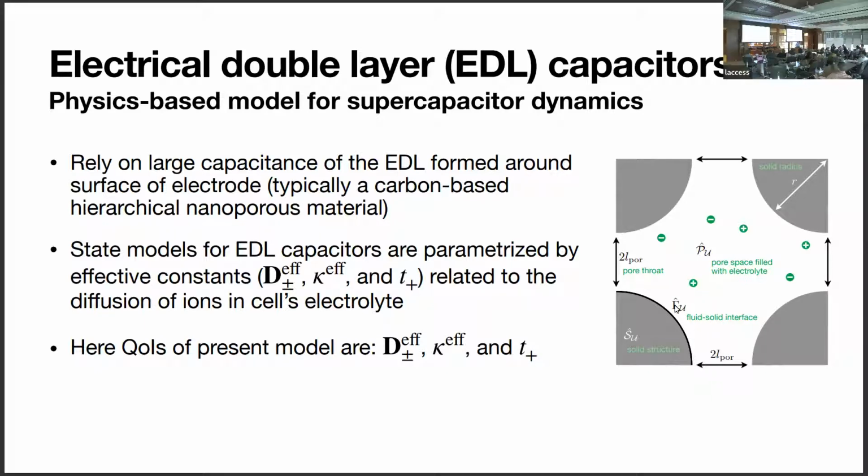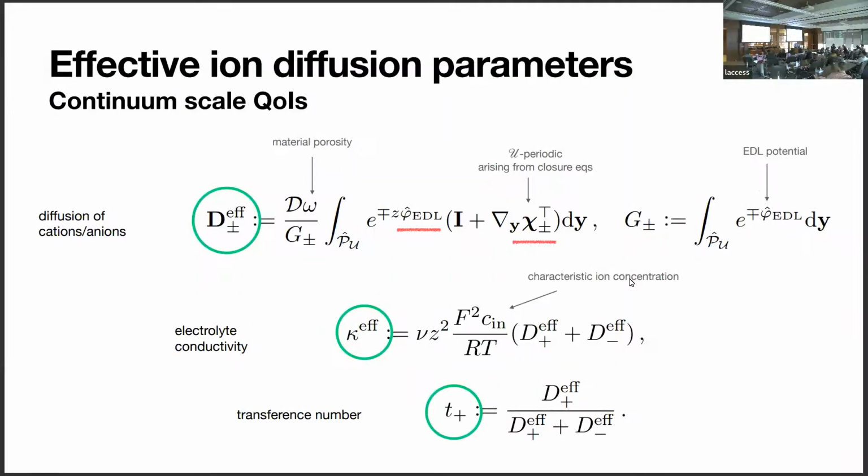It's how it's being a capacitor. So these effective ion diffusion parameters, for example, the diffusion of cations and anions, the electrical conductivity, and the transference number, these are the quantities of interest in this example. How do you get these macroscopic variables from the microscale system?